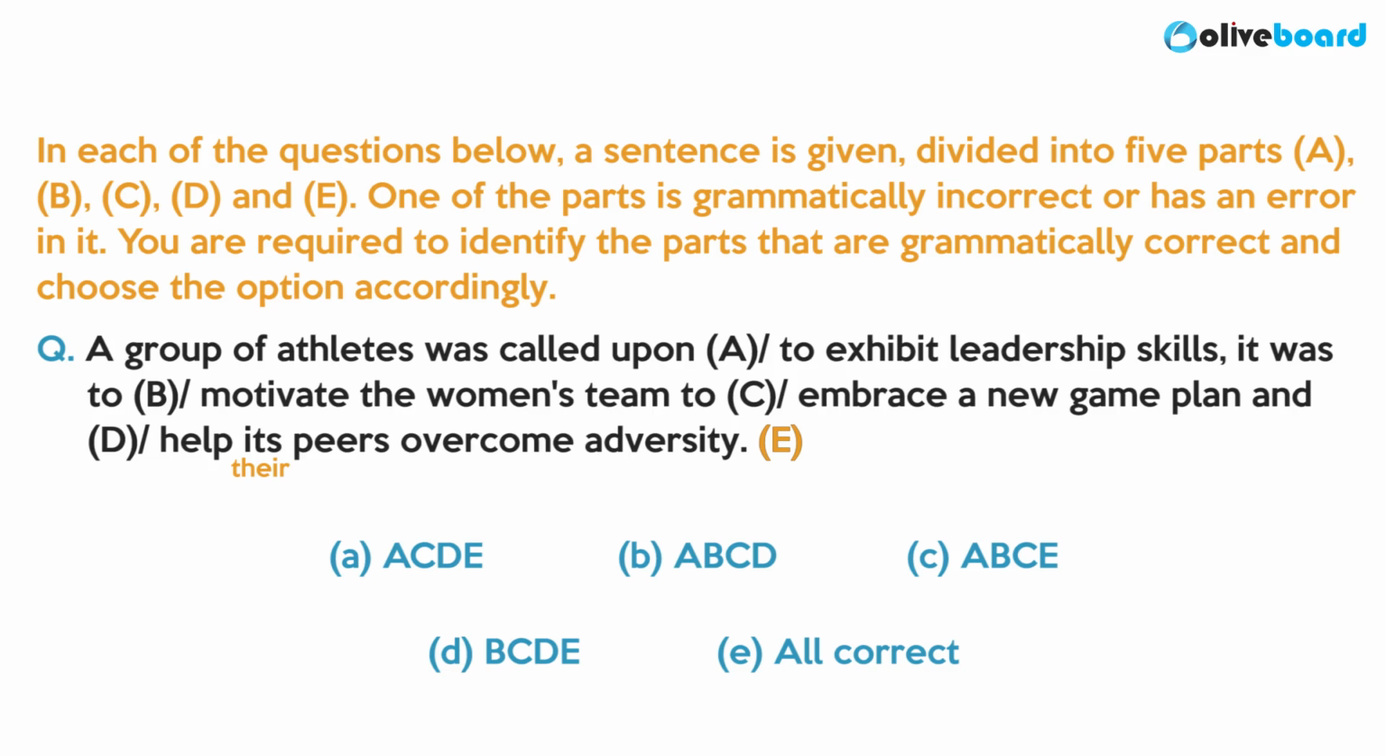अब ये कैसे पता चला हमको? Because the last part of the sentence mentions peers. अब peers का मतलब होता है a person of the same age, status or ability as another specified person. Now obviously, team members के peers होंगे ना? A team collectively will not have peers. Hence, the correct answer is option B.